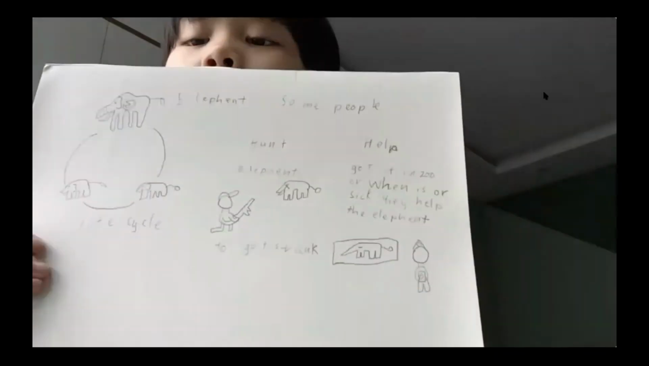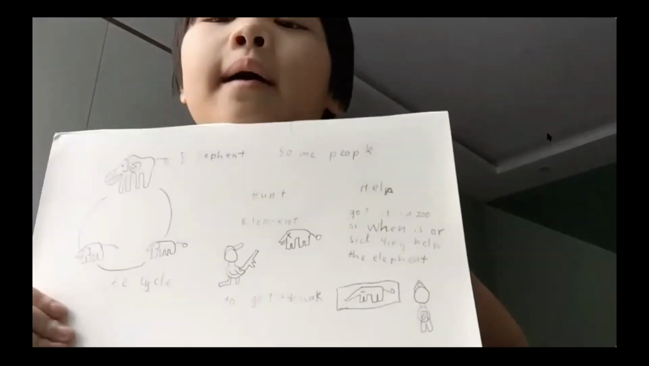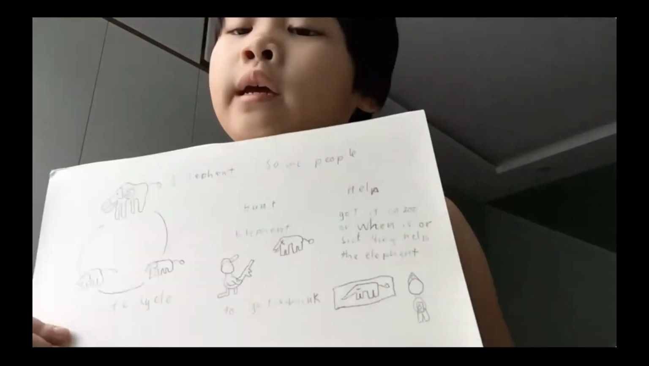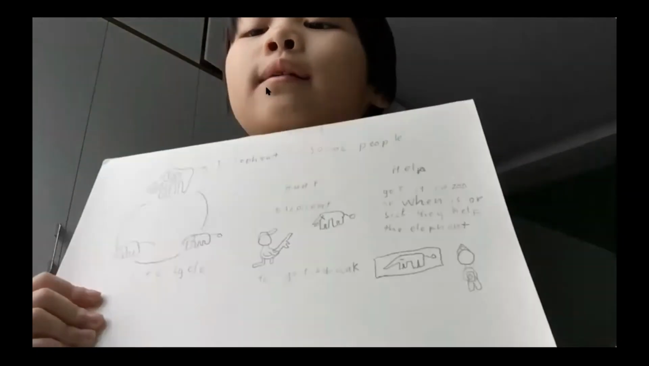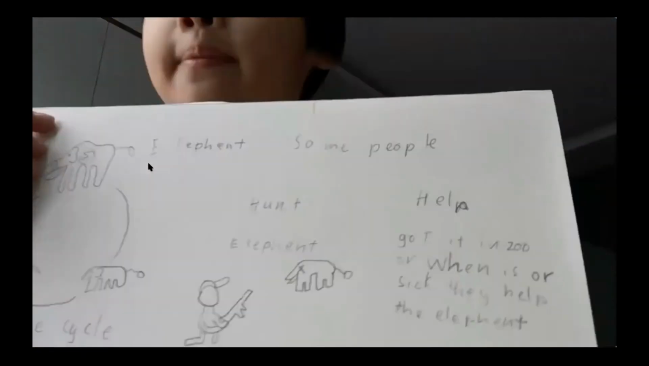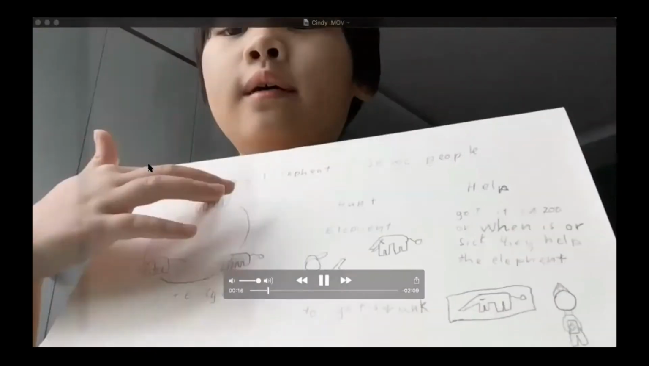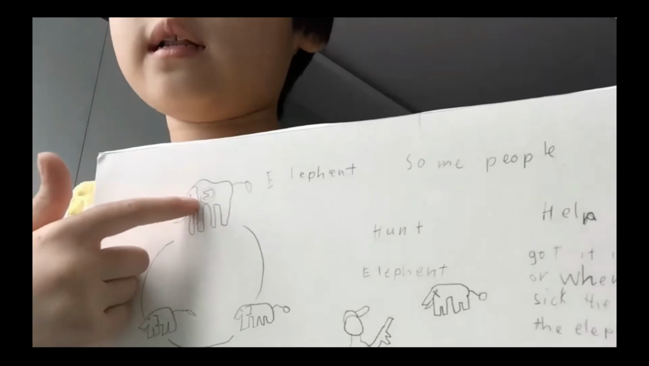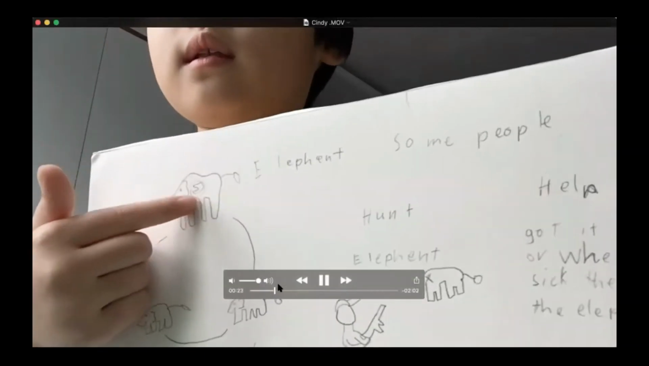Hello everybody, my name is Cindy. I'm 7 years old and I'm in class 2E9. Today I will talk about the elephant. This is a life cycle of it. First, it has an egg. You can see the little.